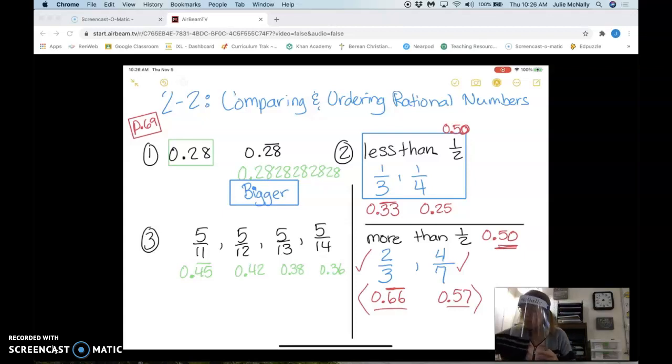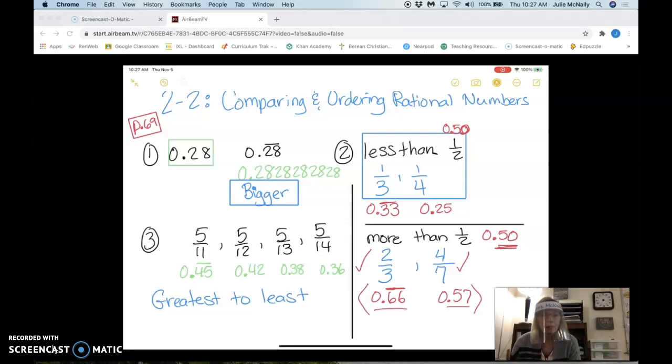Biggest to smallest? Biggest to smallest, because 0.45 is bigger than 0.42, which is bigger than 0.38, which is bigger than 0.36. So these fractions are greatest to least, which is what we're going to write, because that's the question they asked us. Are they least to greatest or greatest to least?